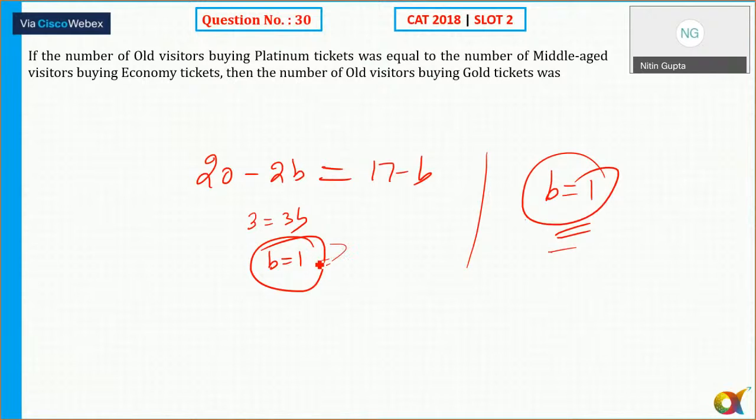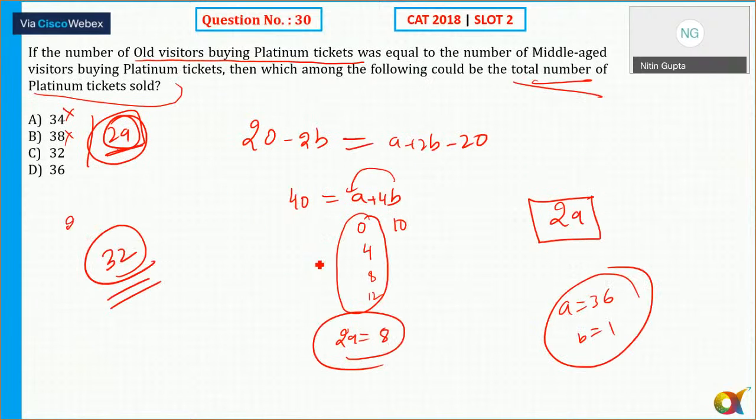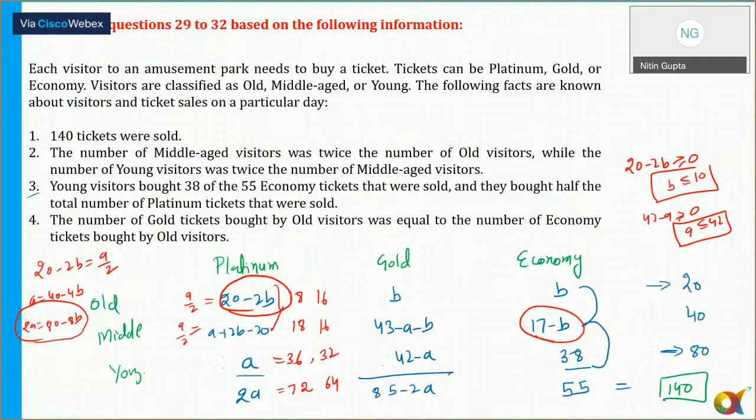But if B is equal to 1, whether it will satisfy all the other conditions, that is the question. Because the correct answer for this question is given as 0.